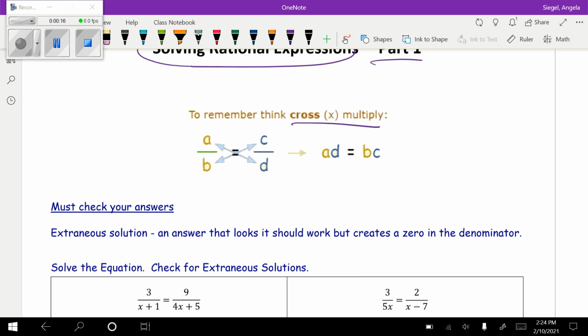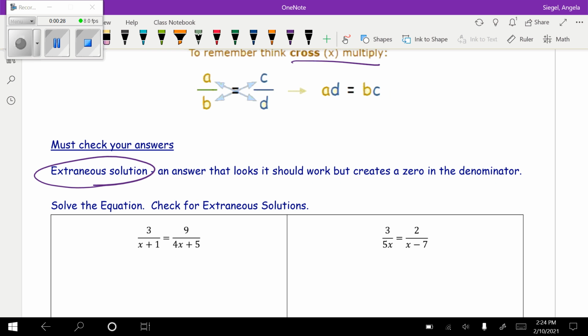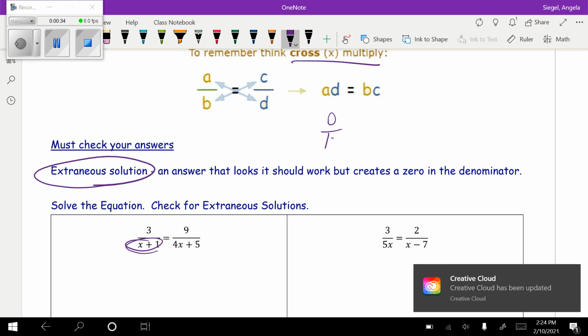Something else I want to bring up is you're going to see some extraneous solutions along the way. That is an answer that you get that should work, but when you put it into the original problem, it will create a zero in the denominator. So don't forget, zero on top is okay, zero on bottom is no way. So we don't want a zero on the bottom.